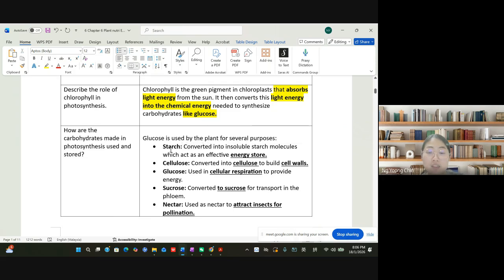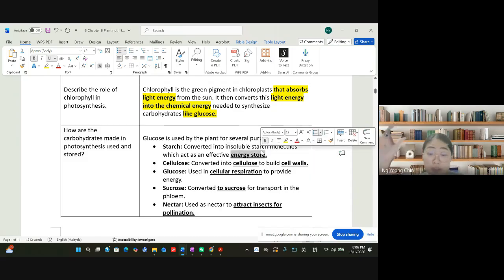So why does glucose need to undergo condensation and become starch? It's because glucose is soluble, but starch is insoluble. This insoluble starch molecule is not able to react with the surroundings. So that's why it becomes an effective energy store.